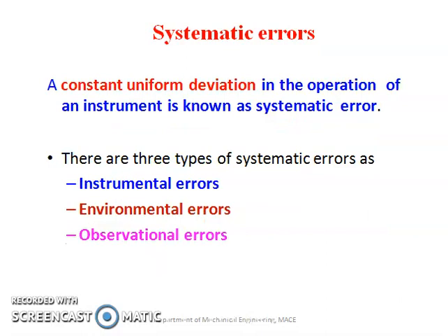Next type of error is systematic error. It is a constant uniform deviation of the readings from the true value. There are three types of systematic errors. One is instrumental error, second is environmental error, third one is observational errors. We'll see one by one.